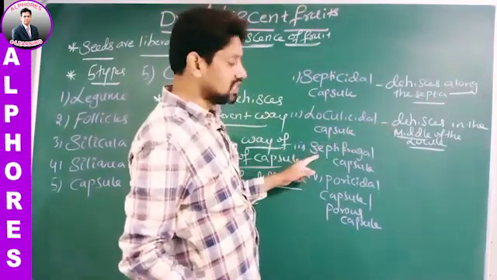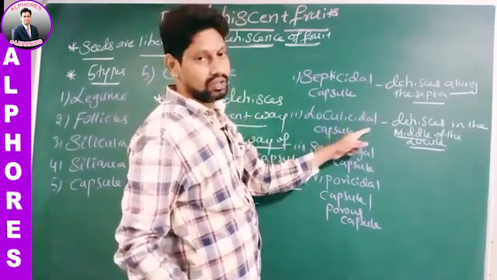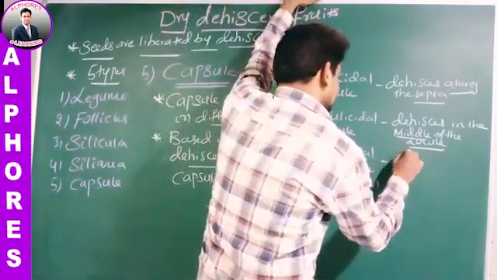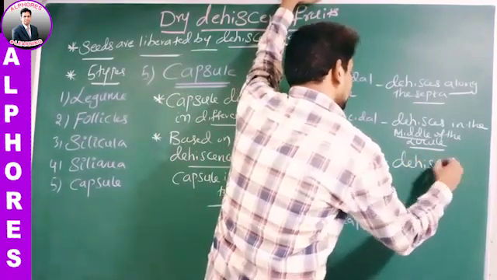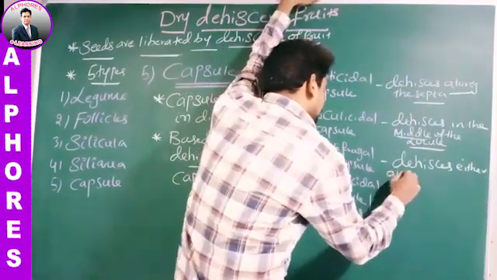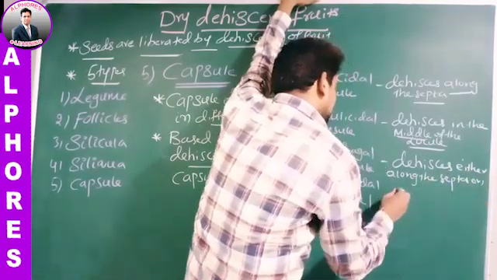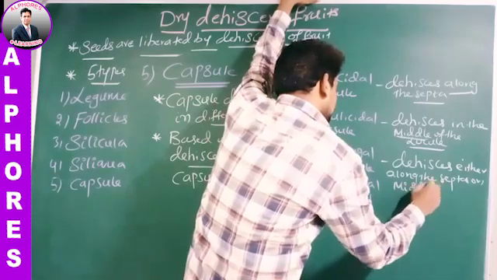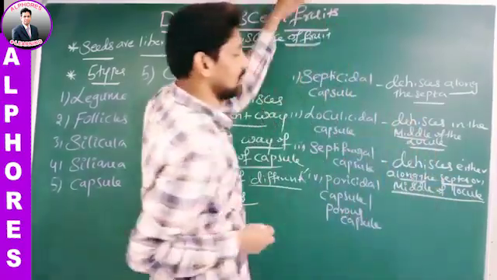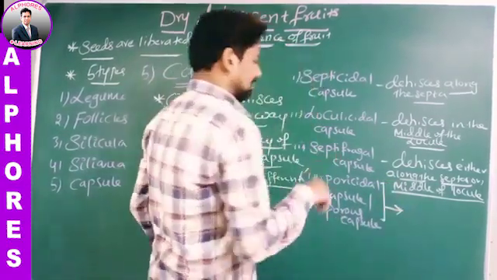Go for the next one. Septifragal capsule. It dehisces either along the septa or in the middle of the locule. Therefore, it dehisces either septicidally or loculicidally. Okay. Therefore, dehisces either along the septa or middle of a locule. Go for the last one. What it is, sir? Poricidal capsule or porous capsule.